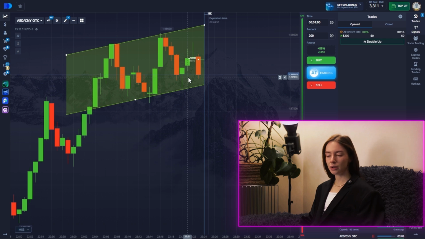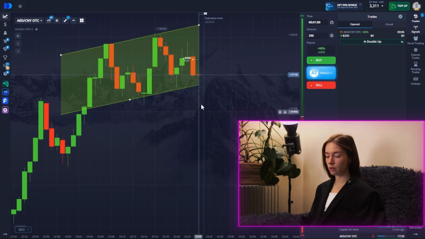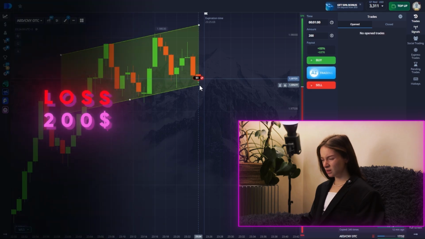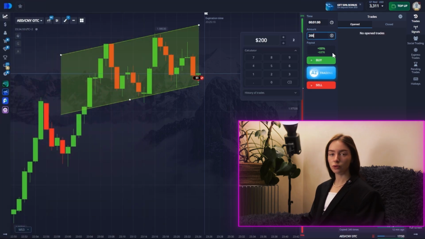I rarely enter in the middle of the channel because there's no logic there. Price can reverse in either direction. I even entered a bit lower here. If it were higher, I wouldn't have entered. Now it reaches a boundary. We close that loss, no problem. We increase the amount to 300.